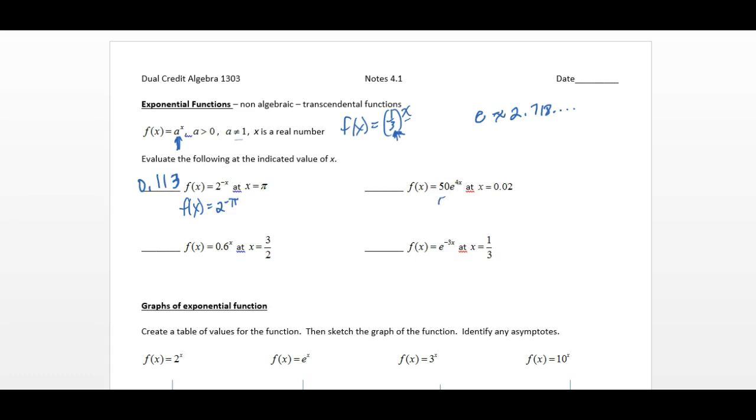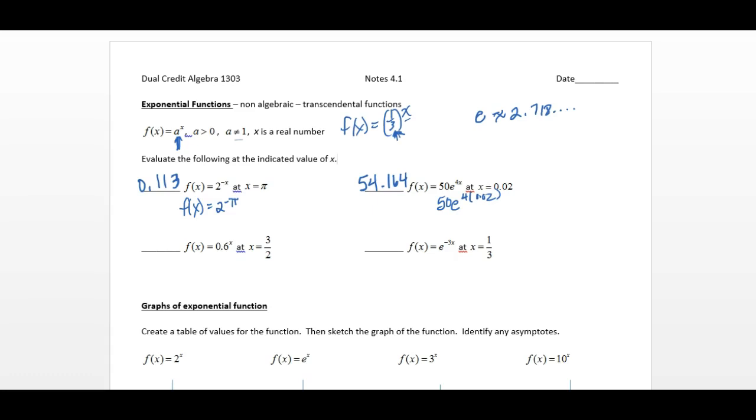So this will be 50e to the 4 times 0.02 power, and you're just going to plug that in your calculator. There is a button for e. It's already in the calculator, so you just have to plug it in correctly, and when you do, you're going to get 54.164.